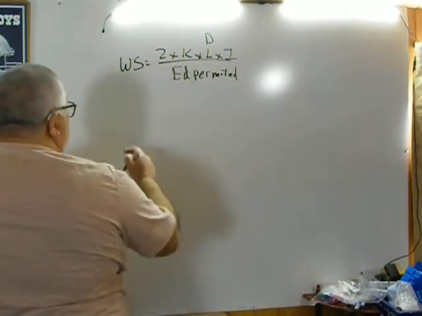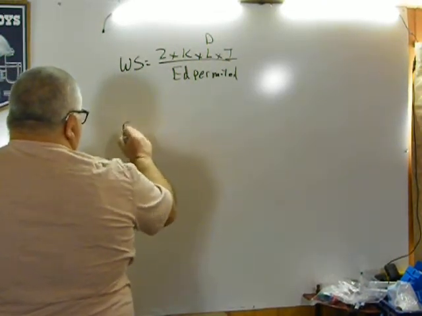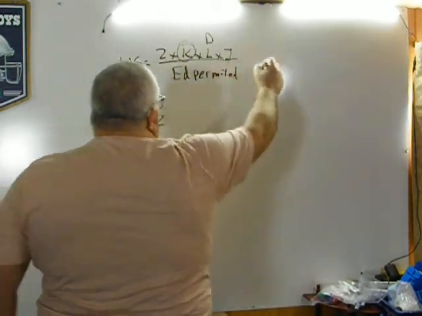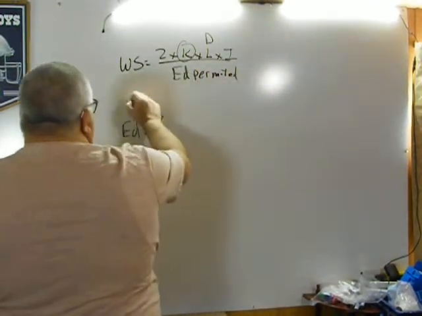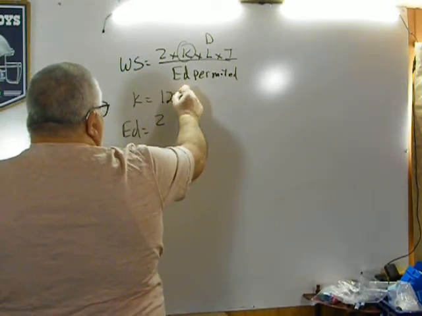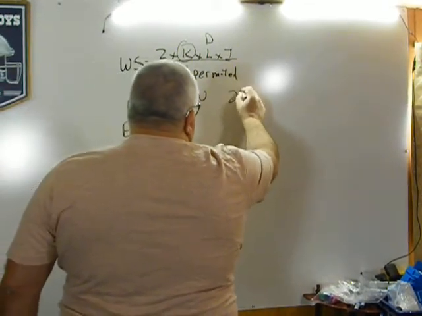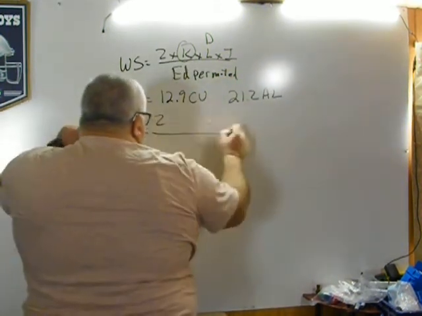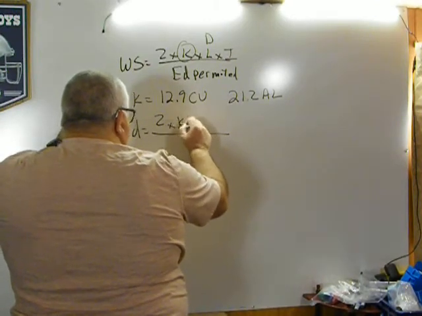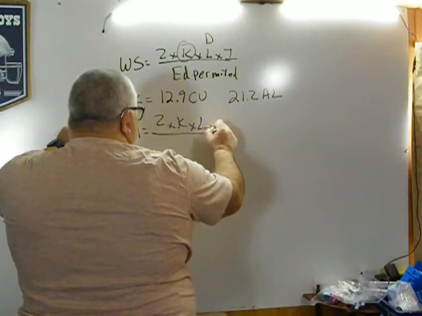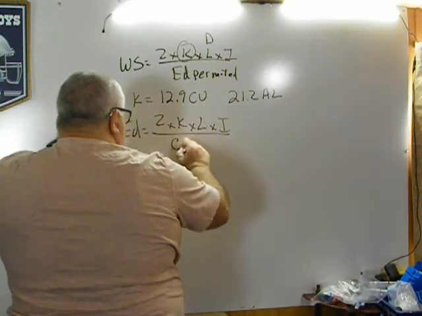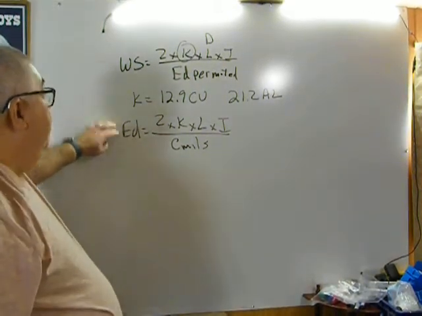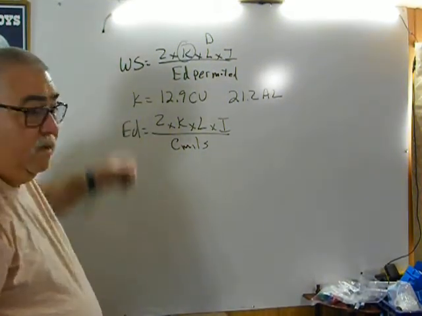And then we have the other one, ED equals 2. Here it has a circle. That circle tells you K equals 12.9 for copper and 21.2 for aluminum. 2 times K times L times I divided by the C mils of the wire. So this one we use to find voltage drop. This one we use to find wire size.